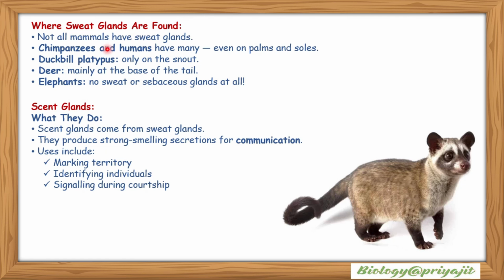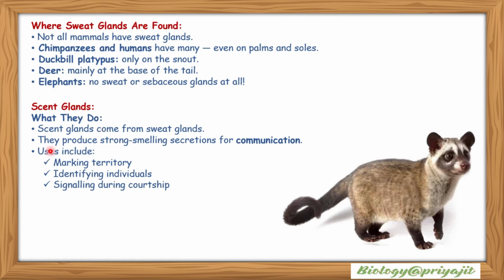Where sweat glands are found. Not all mammals have sweat glands. Chimpanzees and humans have many sweat glands, even on palms and soles. Duckbill platypus has sweat glands only on the snout. Deer has them mainly at the base of their tail. Elephants have no sweat or sebaceous glands at all.